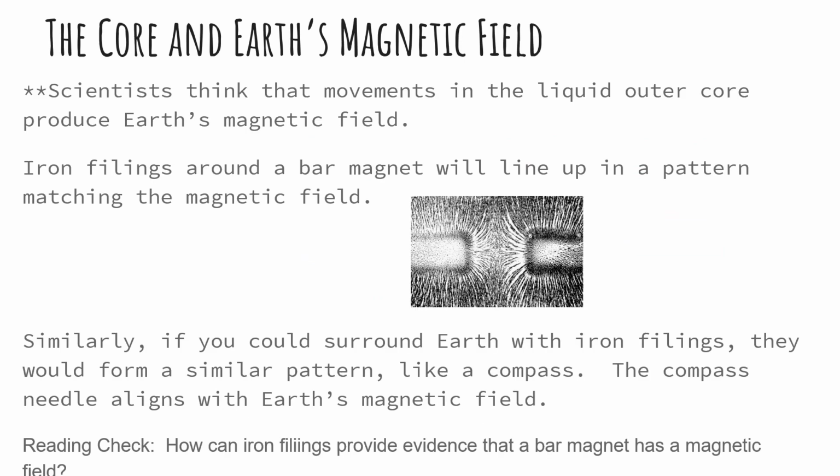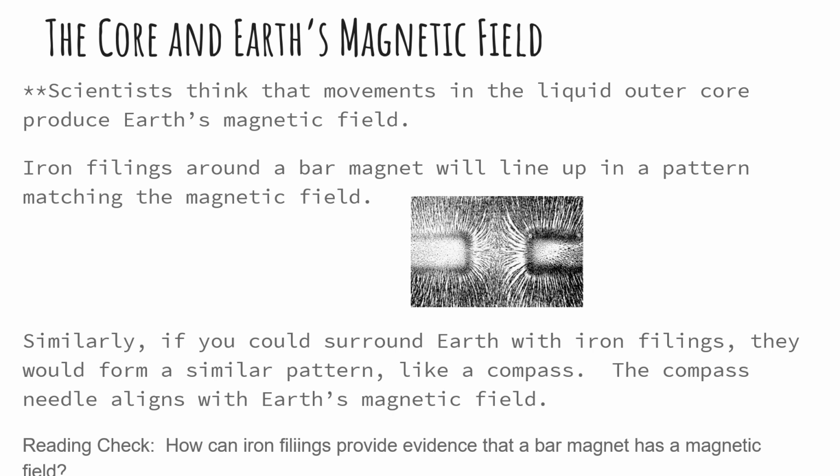The core and Earth's magnetic field. Scientists think that the movements in the liquid outer core produce Earth's magnetic field. Iron filings around a bar magnet will line up in a pattern matching the magnetic field. Similarly, if you could surround Earth with iron filings, they would form a similar pattern, like a compass. The compass needle aligns with Earth's magnetic field.